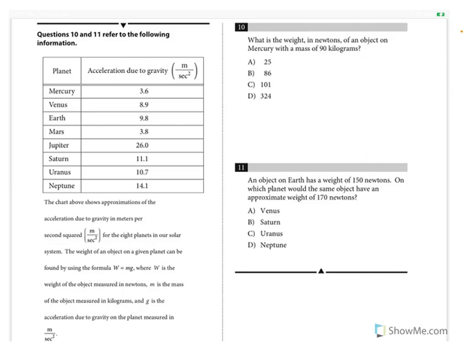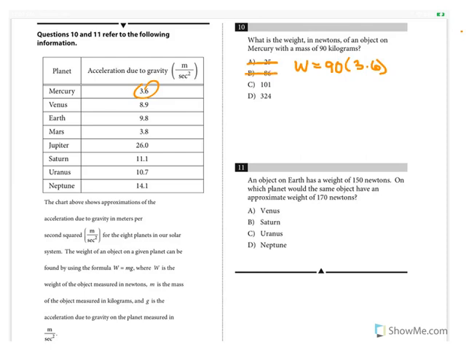So this one is a straight up substitution, and we're going to be solving for our unknown. We don't know what the weight is, but we know that the weight is equal to the mass, 90, times the acceleration due to gravity, and on Mercury, that is 3.6. Now, we could go to our calculator, but if we set up our formula properly, it can't be 25. 90 times 3.6 is not going to be less than 90.